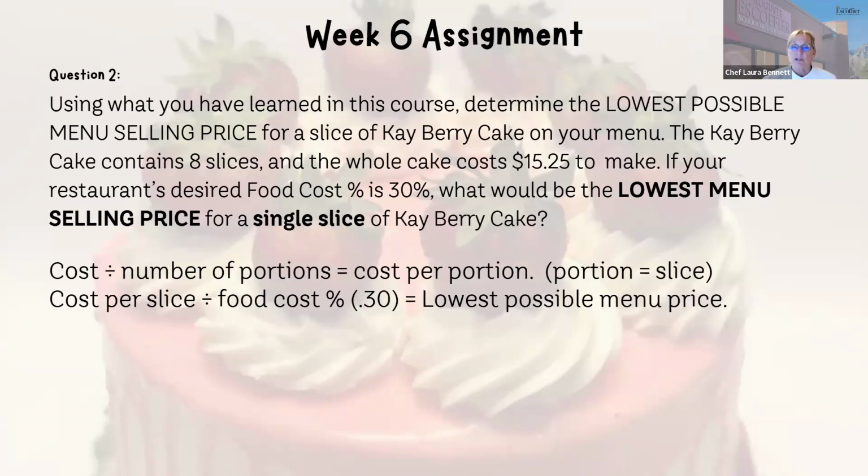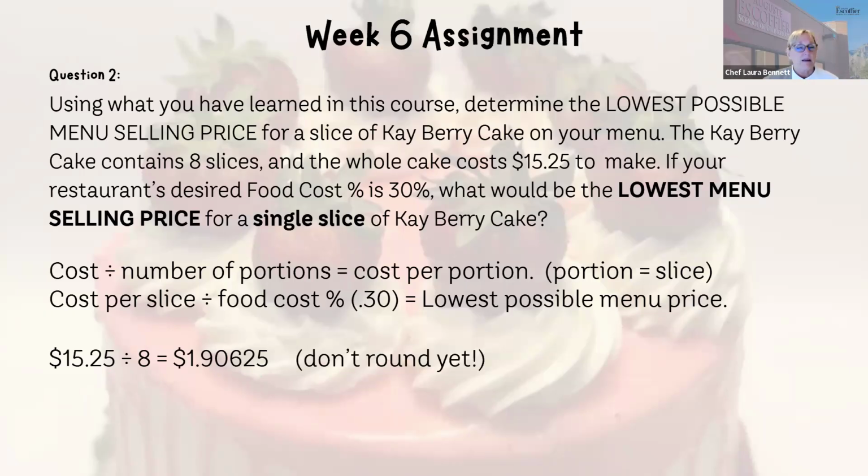In this case, your portion is a slice. And then your cost per slice divided by the food cost percentage gives you your menu price. In this case, our cost is $15.25 divided by 8 slices, which gives us our cost per slice. Don't round yet. We're not ready to round. You're going to take your cost per slice, divide it by that 30%, and there's your menu price right there. And this is where you're going to round, which is going to be $6.35.